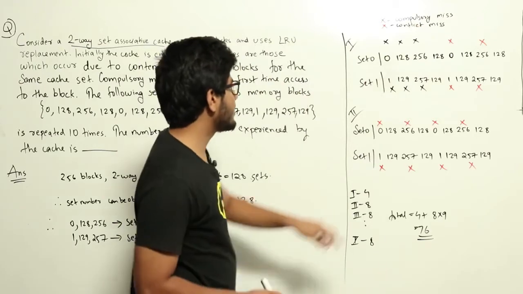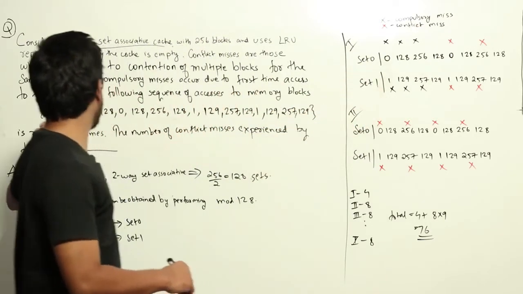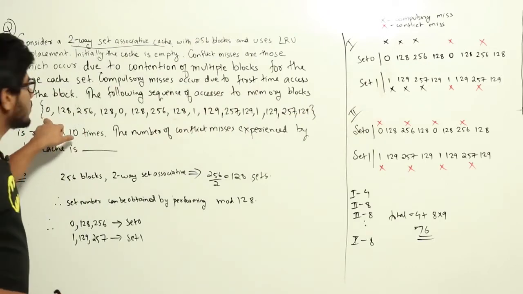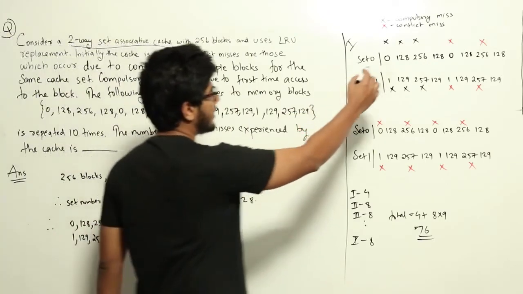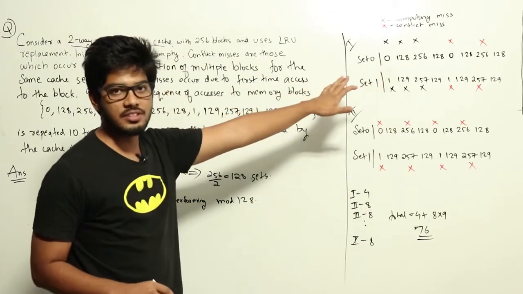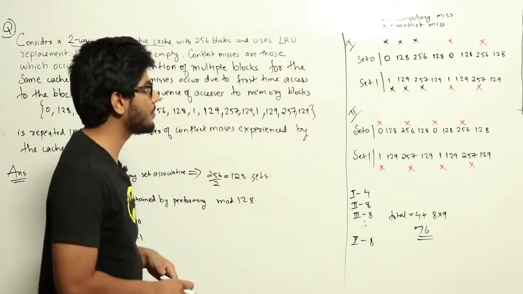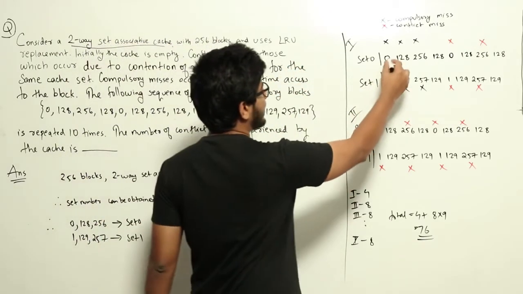Okay, so we'll start with set 0. Initially the memory access was to block 0. Now 0 goes to set 0, so we can add it directly here. We'll add 0 to the cache. This is the first time access, so this will be a compulsory miss. Compulsory miss means first time access to a memory block.